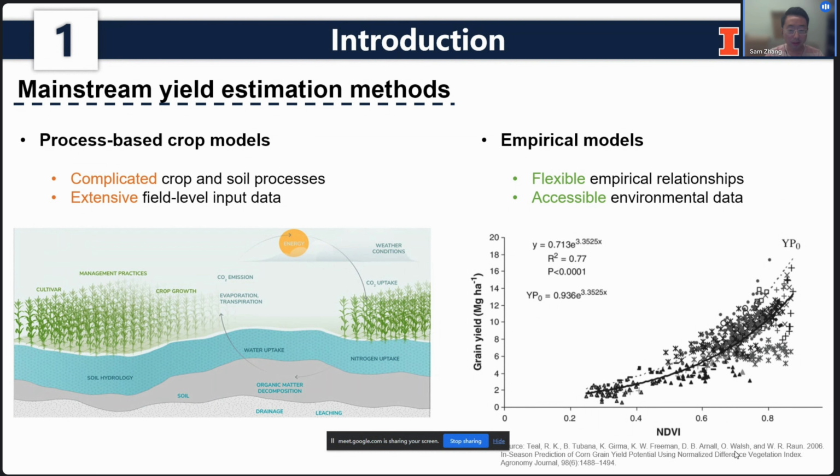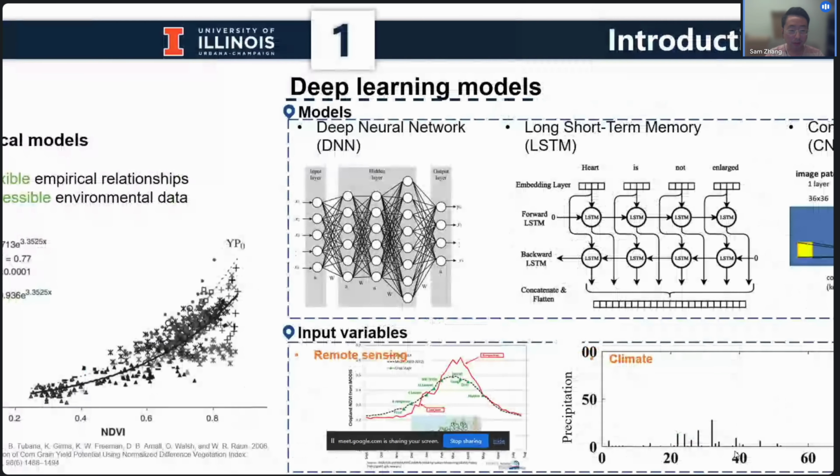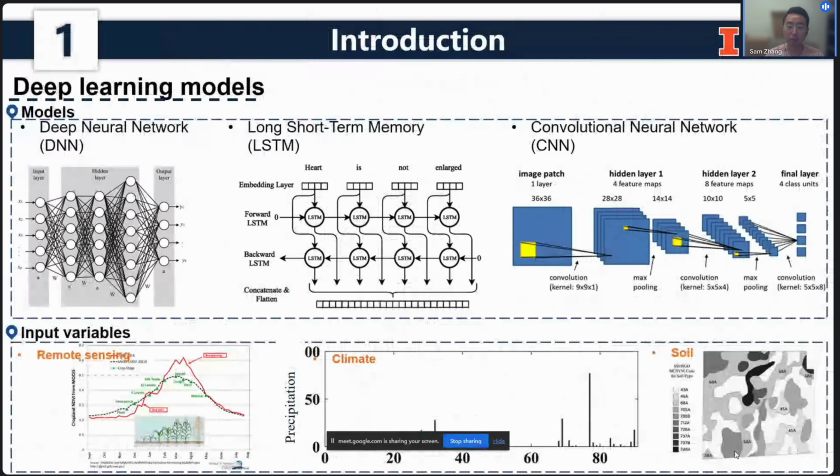Within this category, deep learning models have definitely outperformed others. For now, many different deep learning models have been applied for crop yield estimation, like ANN, LSTM, and CNN. They share very similar input variables. Usually they use remote sensing data, climate data, and soil data.